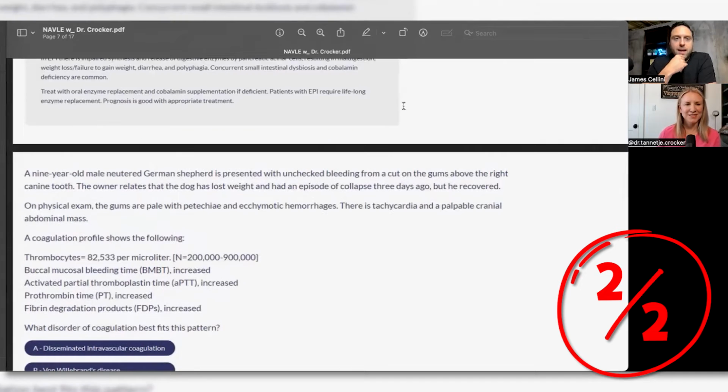We're on question three. A 9-year-old male neutered German Shepherd, another German Shepherd, is presented with unchecked bleeding from a cut on the gums above the right canine tooth. The owner relates that the dog has lost weight and had an episode of collapse 3 days ago, but he recovered. On physical exam, the gums are pale with petechial and ecchymotic hemorrhages. There is tachycardia and a palpable cranial abdominal mass. The coagulation profile shows the following.